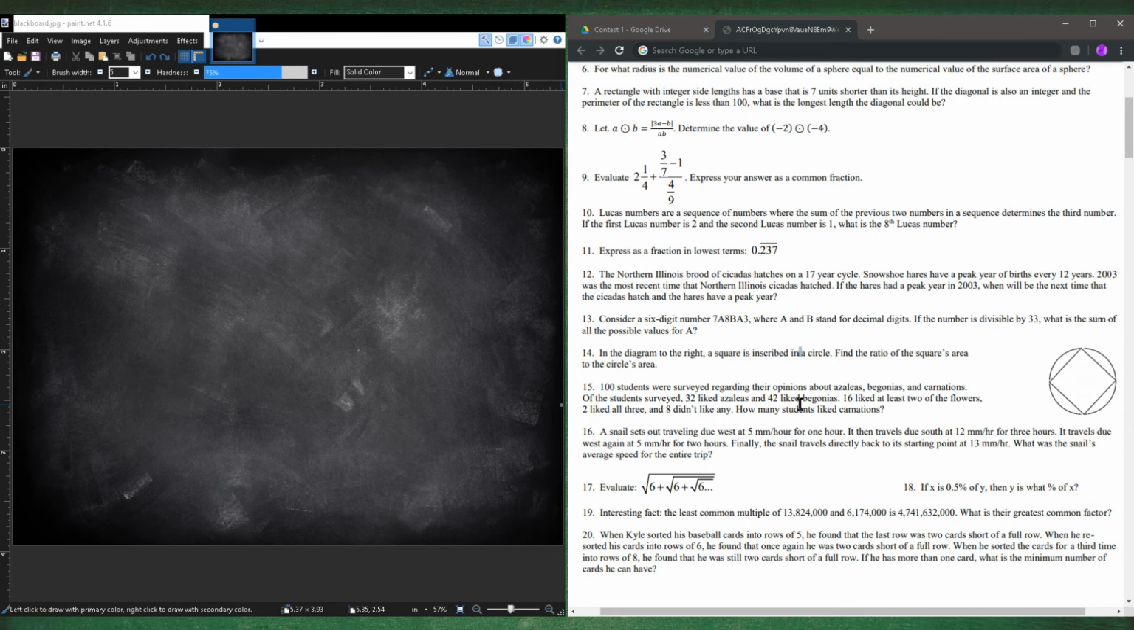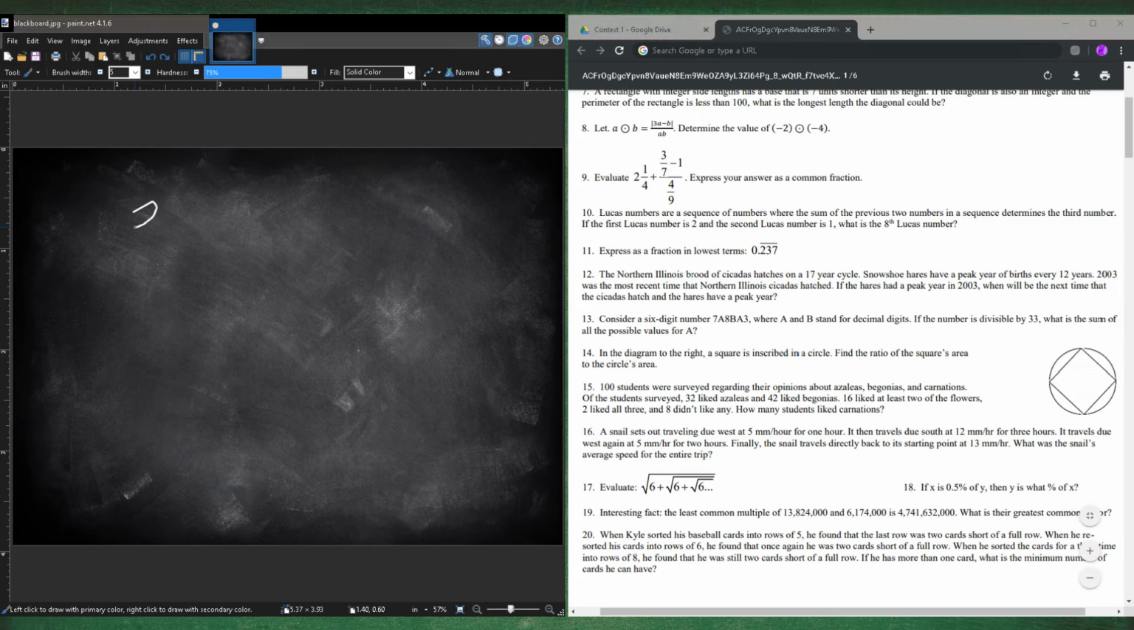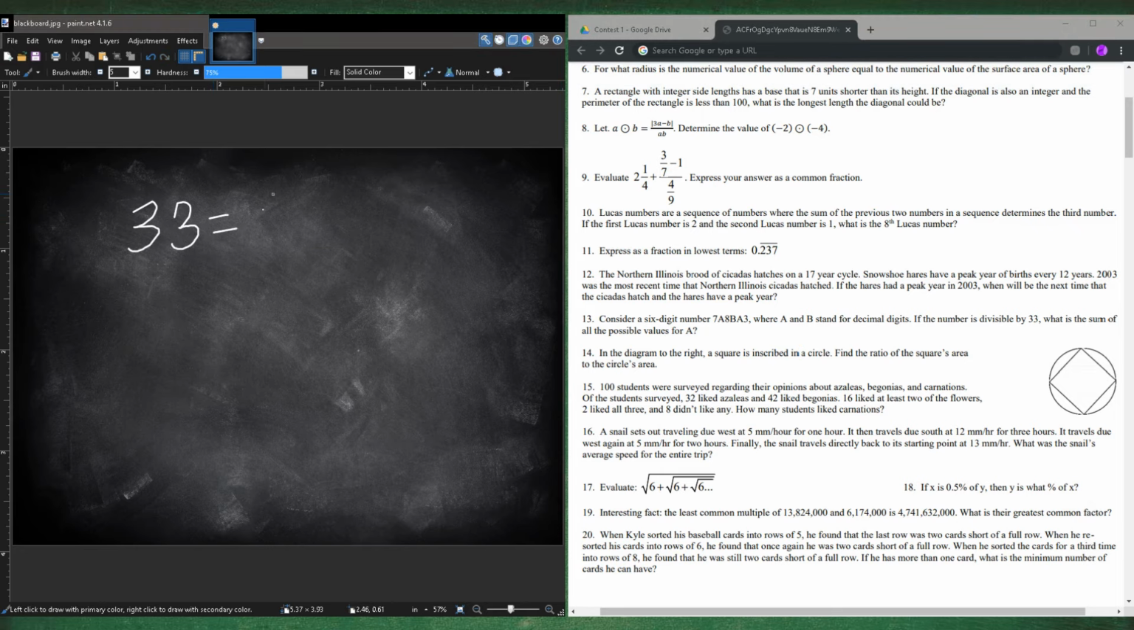Question 13. Consider a 6-digit number 7A8BA3, where A and B stand for decimal digits, so each is from 0 to 9. If the number is divisible by 33, what is the sum of the possible values for A? So it has to be divisible by 3 and by 11, since 33 is 3 times 11.